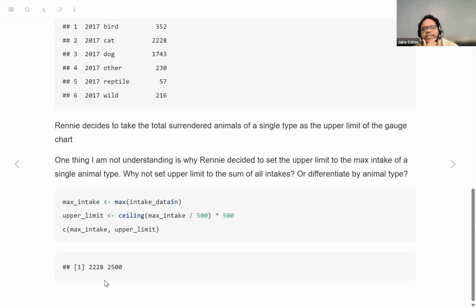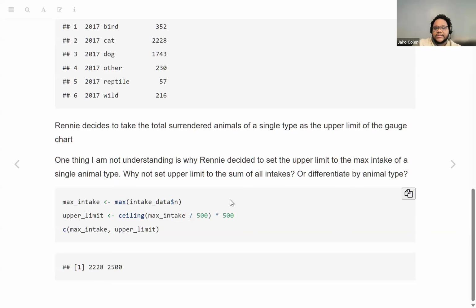I don't understand why she didn't just set the max of each gauge chart to whatever the ceiling was for that specific animal type, since that's something that is easy enough to do with a little more wrangling and manipulation. I tried to keep my eyes open to see if she explains that decision later on in the chapter, but as far as I can tell, I didn't really see an explanation for that. So yeah, I'm not sure what that is.